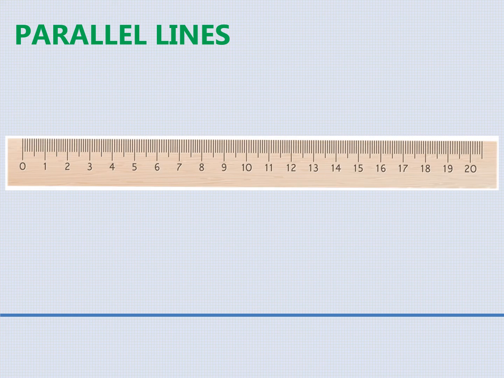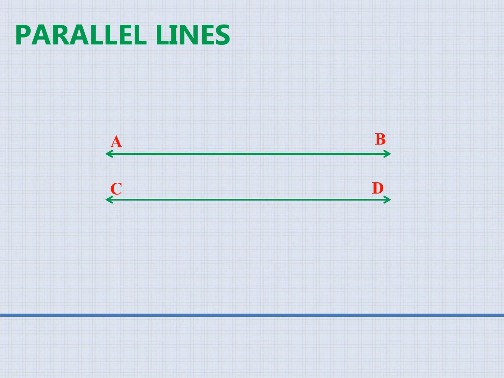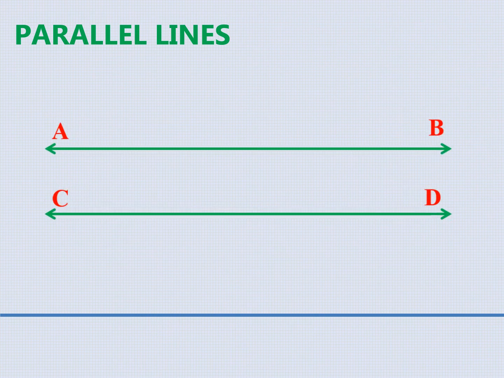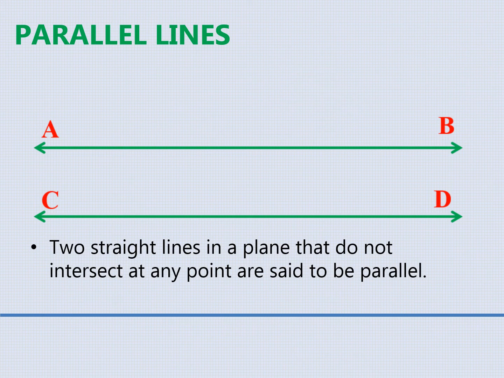Here you can see a scale. Let us draw the lines L and M on the edges of the scale. These two lines will never meet, however far they may be extended. Such lines are called parallel lines. So now let us consider two lines AB and CD, which do not meet each other, however far they are extended. These lines will be called parallel lines and they do not have any point of intersection. They are denoted by AB parallel to CD.